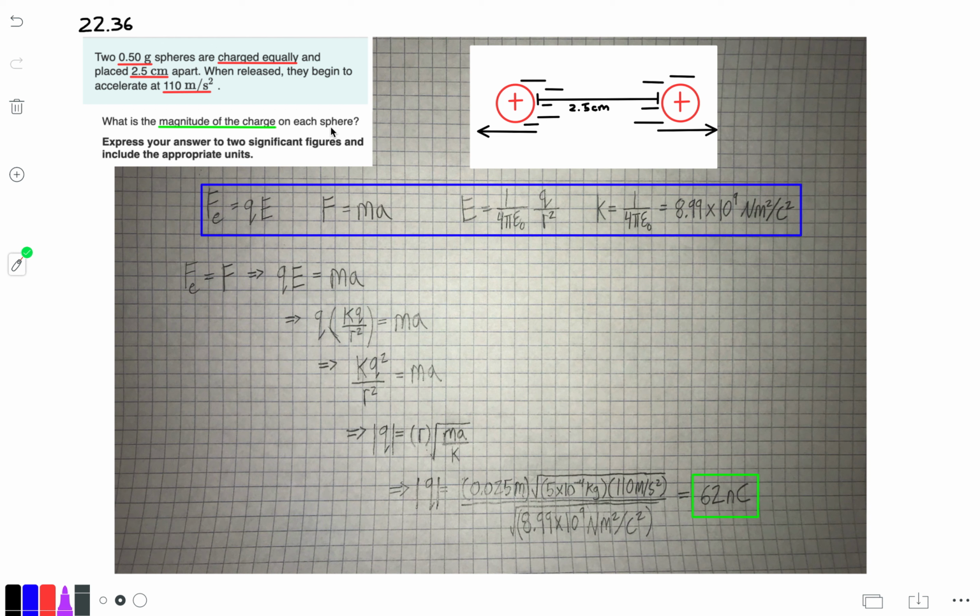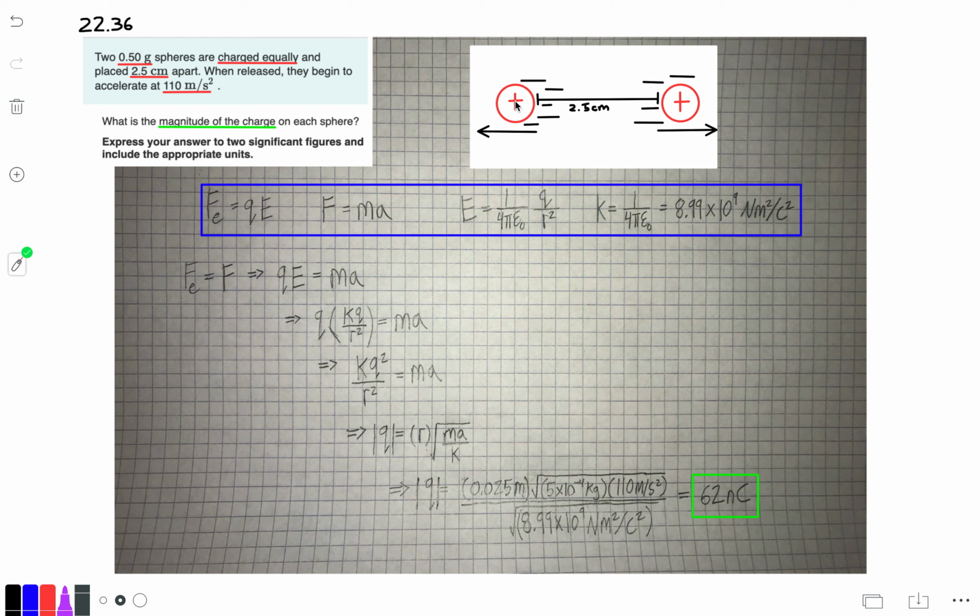So, to start off this problem, we can go ahead and draw a little picture. Since these spheres are equally charged, we know that they're obviously going to have the same charge. So we could depict this in two ways. We could say that it's either going to be a negative charge for both of the spheres, or it's going to be two positives like I've drawn here.